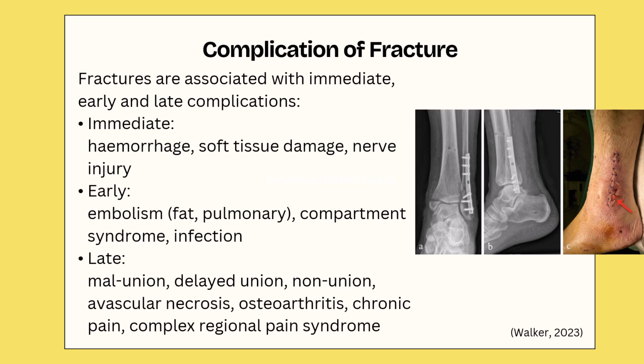There are 3 complications of fracture. First, immediate; second, early; and the last, late. The immediate ones are hemorrhage, soft tissue damage, and nerve injury. The early ones are embolism, compartment syndrome, and infection.